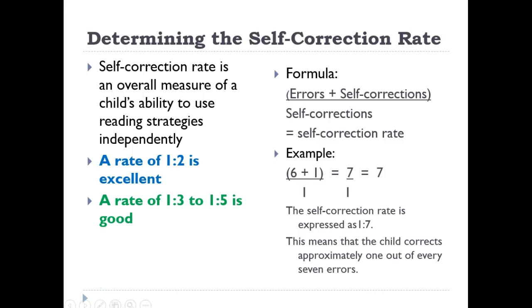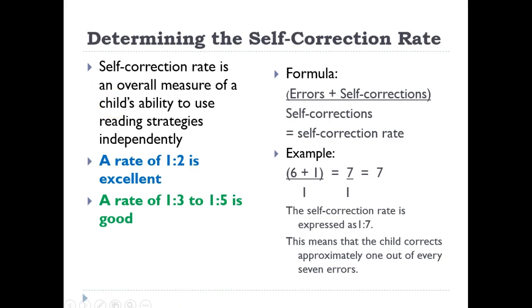Let's take a look at the formula. To calculate self-correction, you have errors plus self-corrections divided by self-corrections. That's going to give us the self-correction rate. So let's take a look at an example. In this particular example, the child made 6 errors and corrected once. 6 plus 1 equals 7, and then you divide by the self-corrections, which we know is 1. So 7 divided by 1 gives 1 in 7. The self-correction rate is expressed as 1 in 7. This means that the child corrects approximately 1 out of 7 errors.